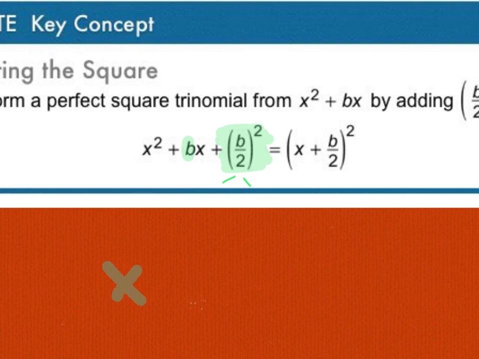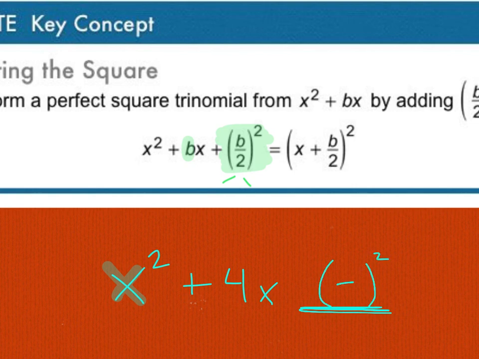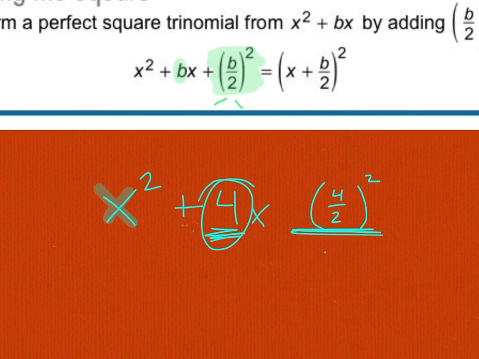So if we had x squared plus 4x, what would we have to add in here to complete the square? What's our b? Our b is just this middle number here. So it would be 4 over 2. What's 4 over 2 simplified? 2. So this would be 2 squared that we're adding in there, which would be 4.